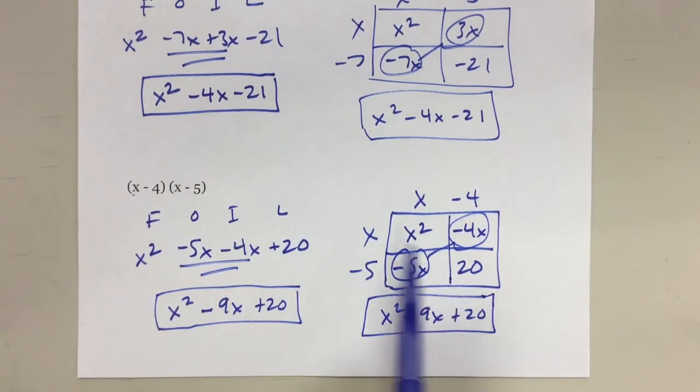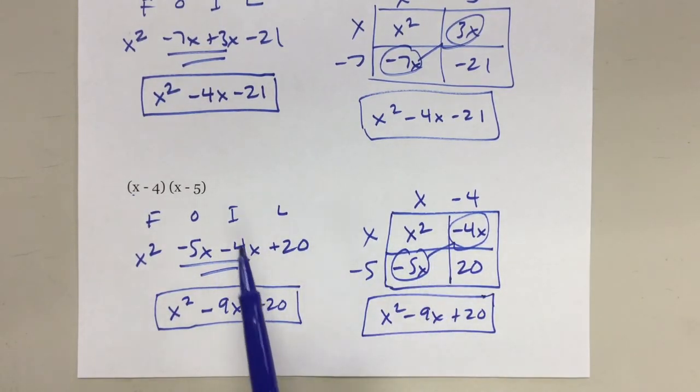Okay. Again, pick one of the two methods, either FOIL or box, or do half with FOIL, half with the box. But you don't have to do the problems twice. Okay. Just pick one of the methods for each problem. And again, if you can do both, that's an advantage.